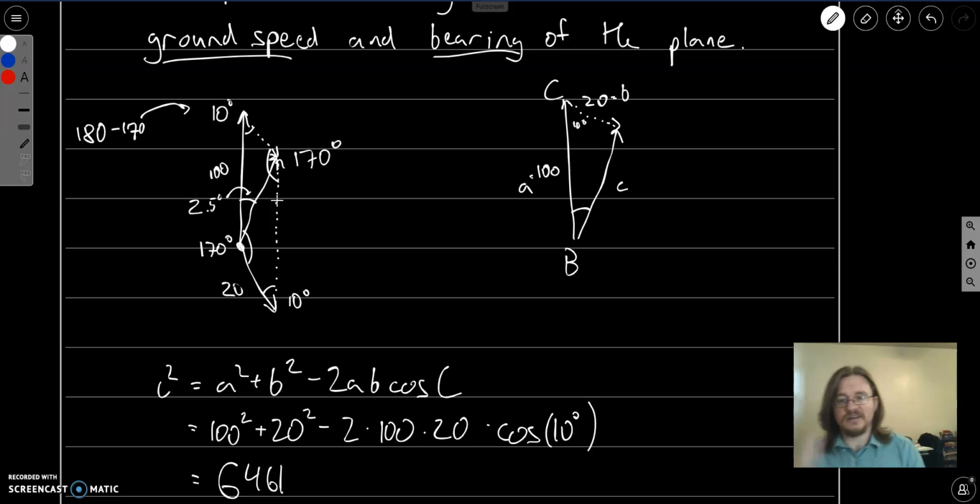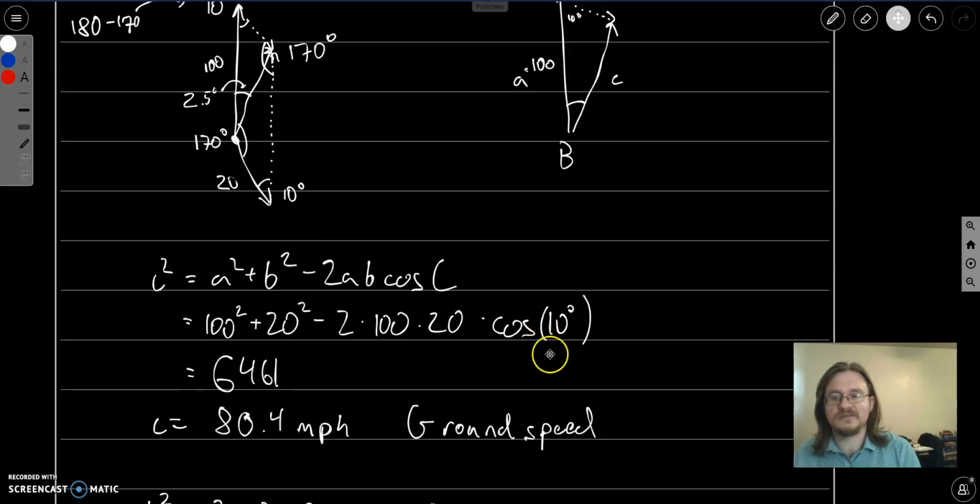So a 20 mile an hour wind hasn't really affected our plane very much, especially because it's flying 100 miles an hour. 20 miles an hour is almost insignificant.